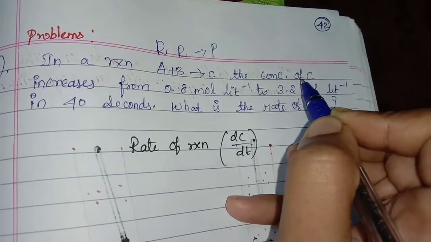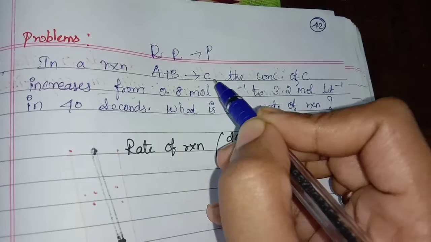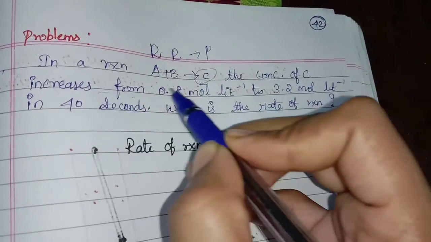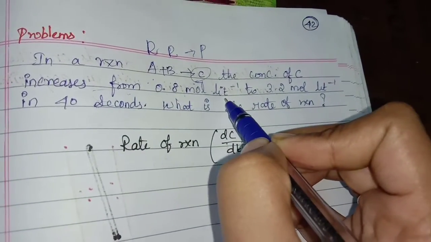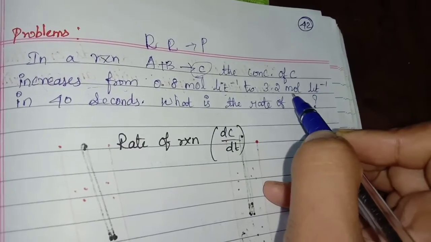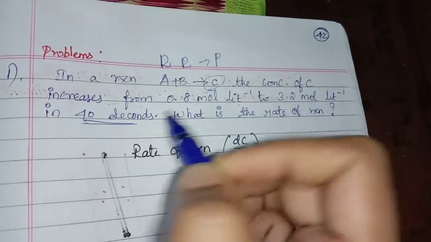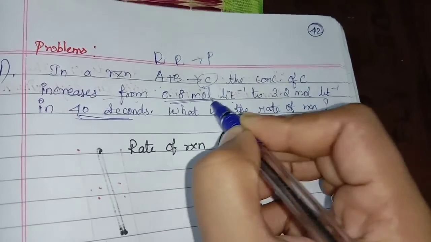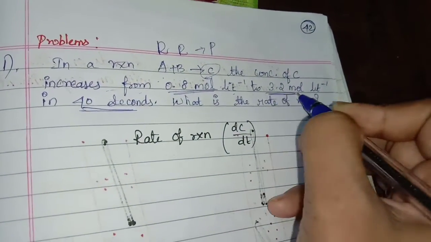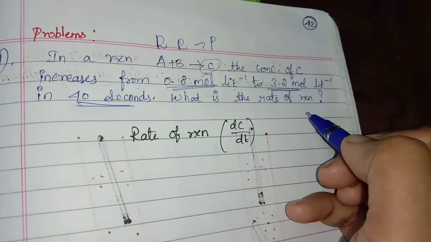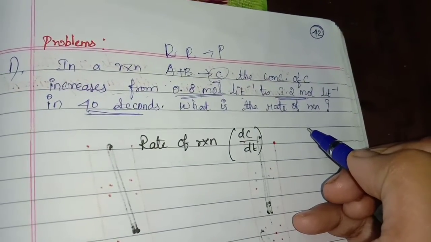The concentration of C, the product concentration, increases from 0.8 mole per liter to 3.2 mole per liter in 40 seconds. They have given the time, 40 seconds, and the mole change, 0.8 to 3.2. What is the rate of the reaction? We have to calculate the rate of the reaction.